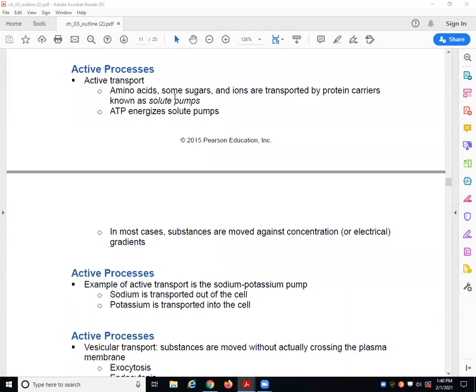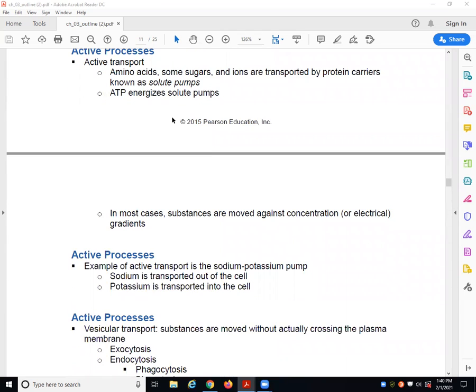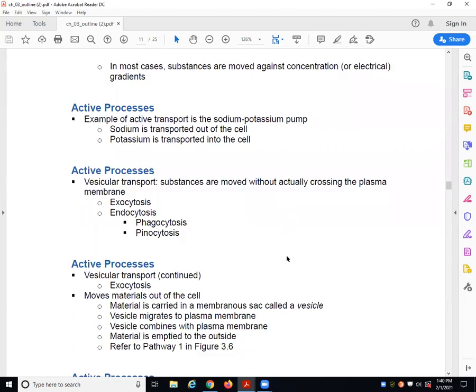An example of active transport is the sodium potassium pump. In a sodium potassium pump, you're pumping sodium out and bringing potassium in, and it takes ATP to do this, because you're going against their concentration gradients. You're actually moving toward higher concentration.